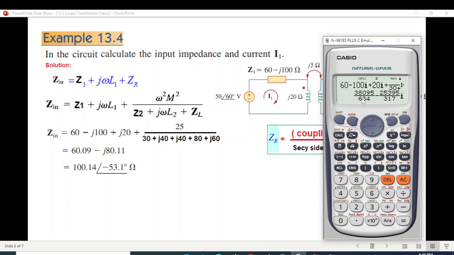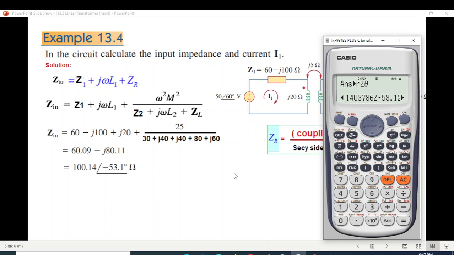So this is the answer, but this is in fraction form. We press SD. So now you can see it is 60.0689, and the other part is negative 80.11 with j. So this is in rectangular form. From here directly we can go to polar as well. Shift, complex, 2. There are 3 options, we select the third option, r angle theta, equal sign. So the value is 100.14 and the angle is negative 53.1.